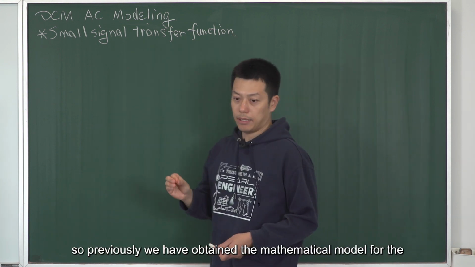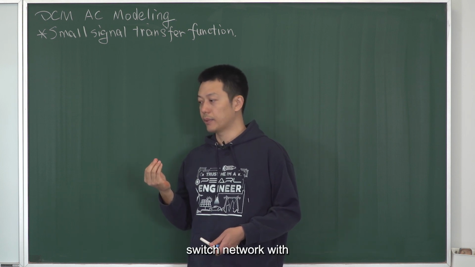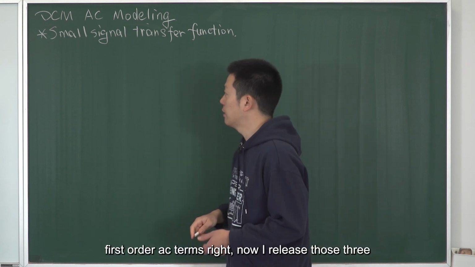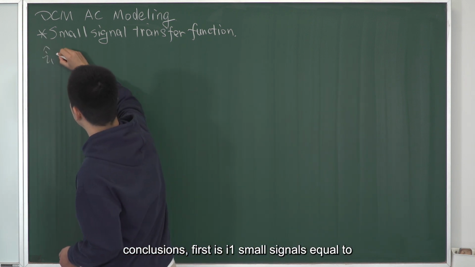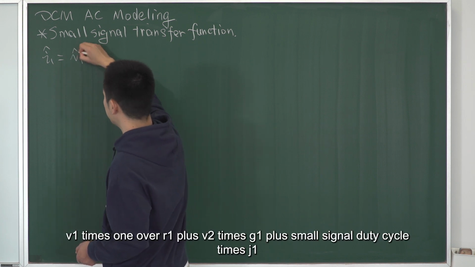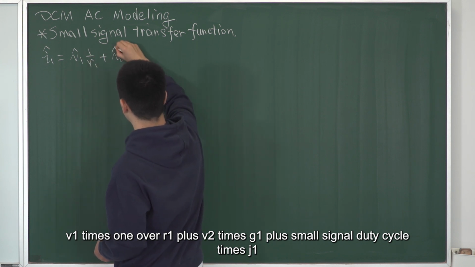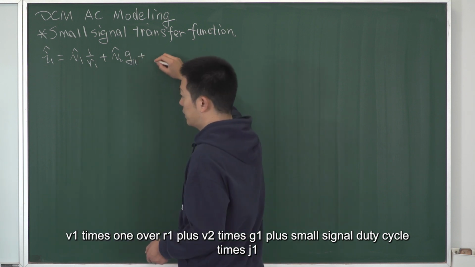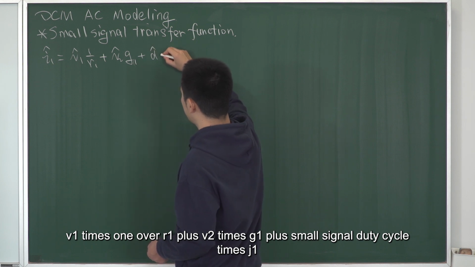So previously, we have obtained the mathematical model for the switch network with first order AC terms, right? Now I release those three conclusions. First is I1 small signal equals V1 times 1 over R1 plus V2 times G1 plus small signal duty cycle times J1.